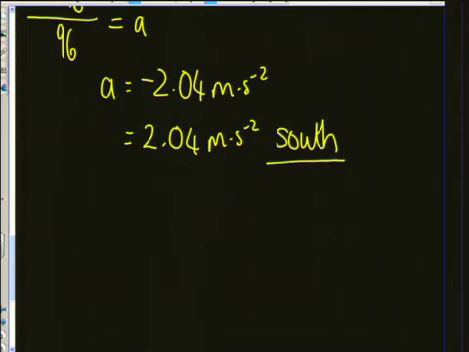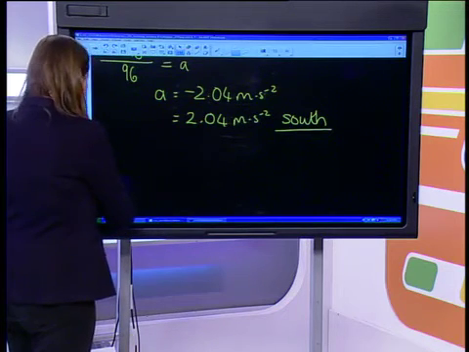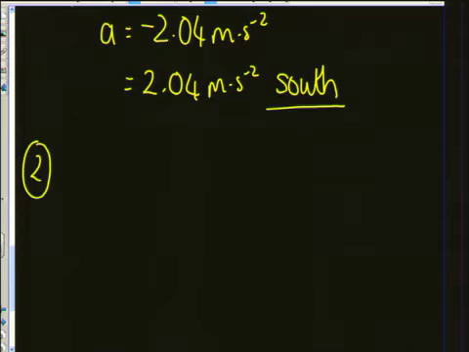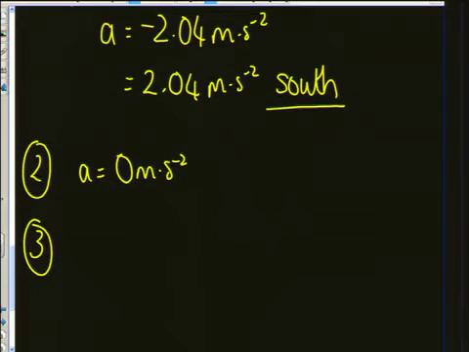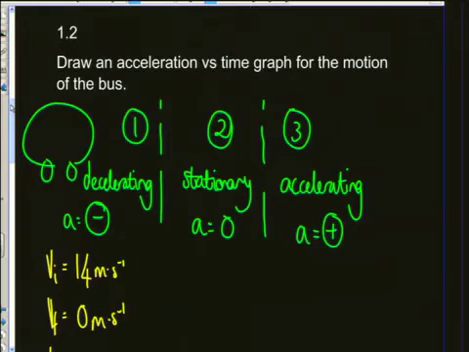And that is important. Remember, I said to you, always make sure you're giving your answer with units and direction. The next one was stage 2 of the motion. We already had worked it out. Acceleration is 0 meters per second squared. And then the third one, we had a whole another set of information.